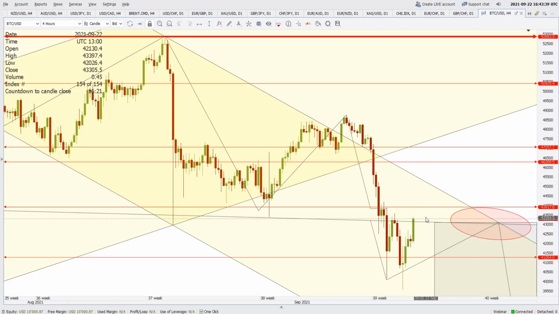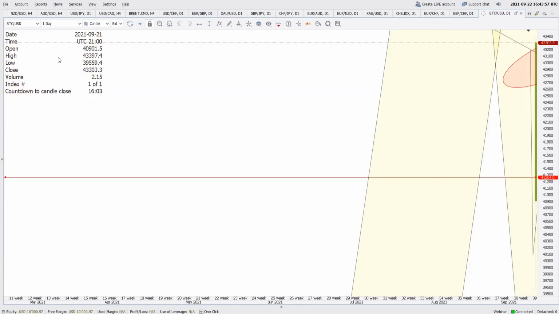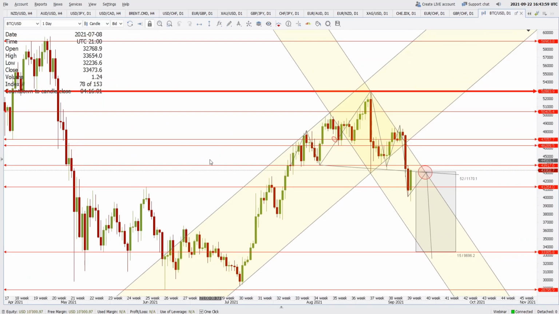So any close above 43,917 will open the way to 46,289. On the contrary, if the price fails to close above 43,917, then 41,264 will be exposed in this market. I hope you got the idea what you have to do about it, and yeah, this is our time.